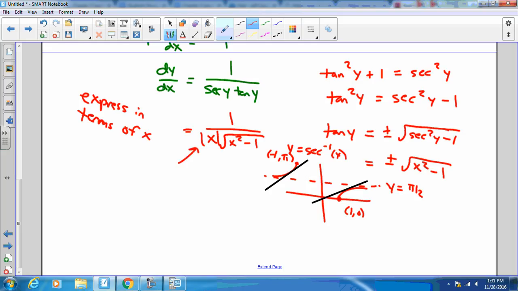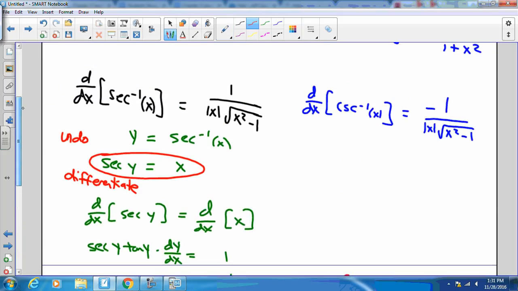This absolute value here is a special wrinkle that occurs only with the secant and, of course, the cosecant. In the case of the cosecant, we want the slopes to always be negative. So we have the slope as negative 1 over absolute value of x, root x squared minus 1. That's the short of it. Are there any questions about inverse trig functions?